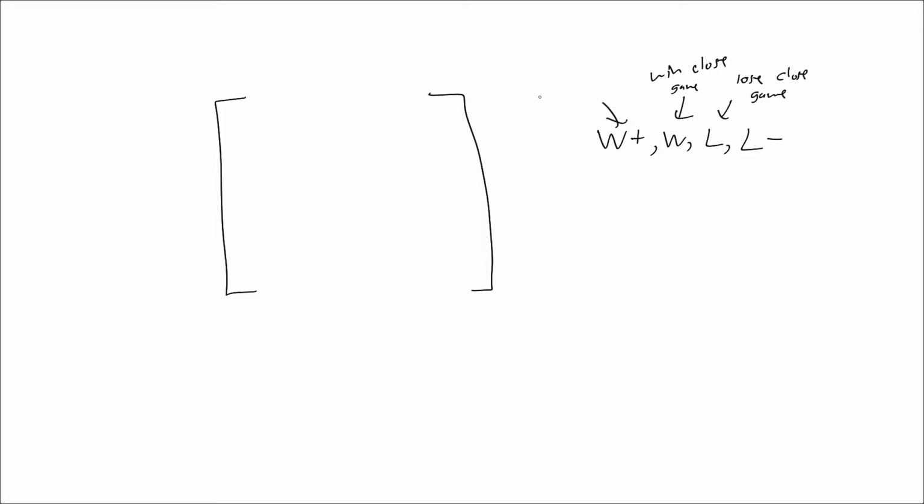W plus means a blowout win for the team you're following, and L minus means a crushing loss. You lost by 30 points or something like that, right? So in true Markovian fashion here, I'm going to name them W plus, W, L, and L minus. And this represents game K minus 1, and this represents game K.